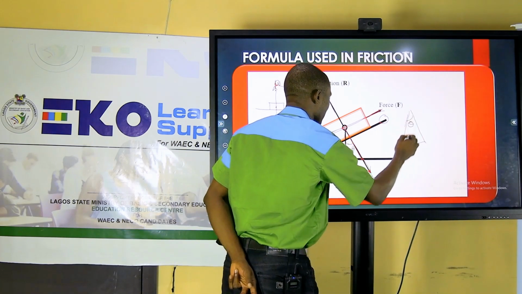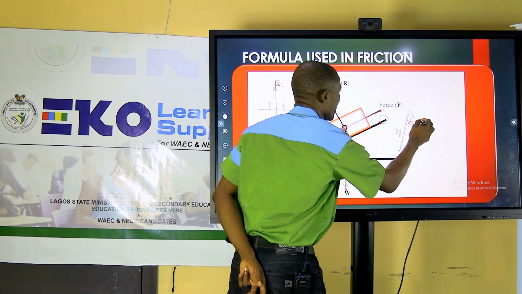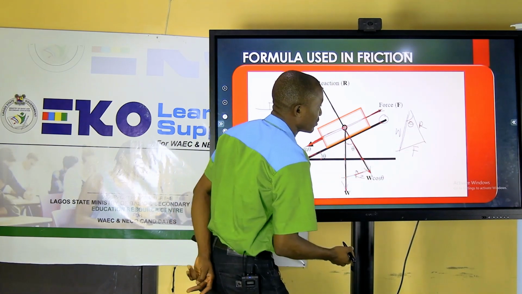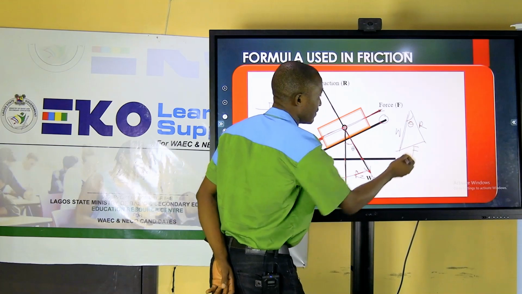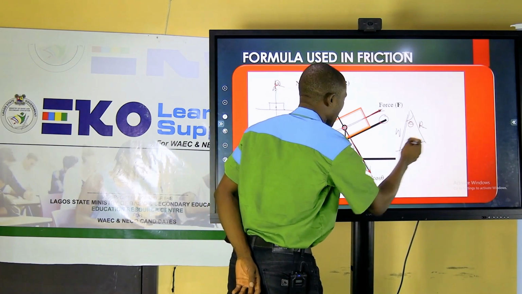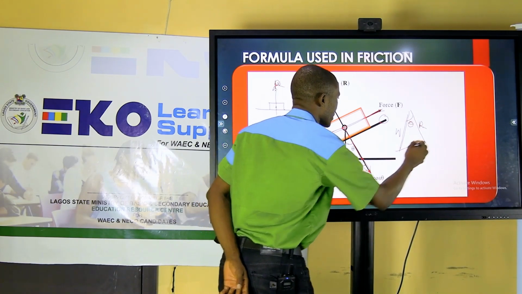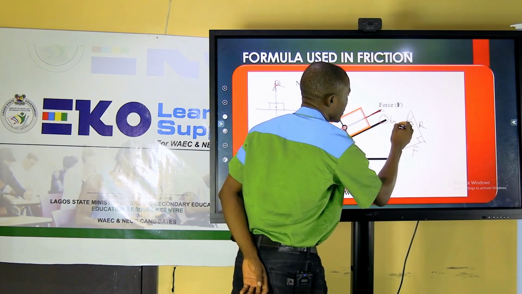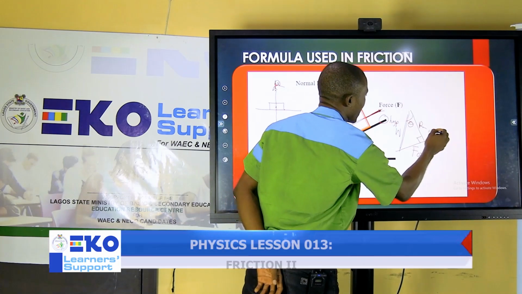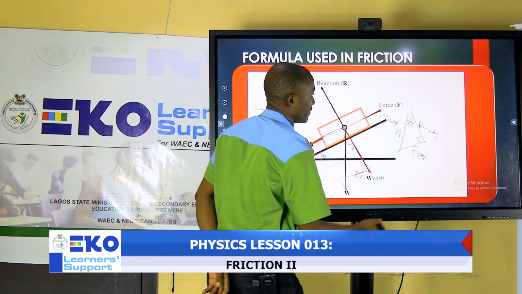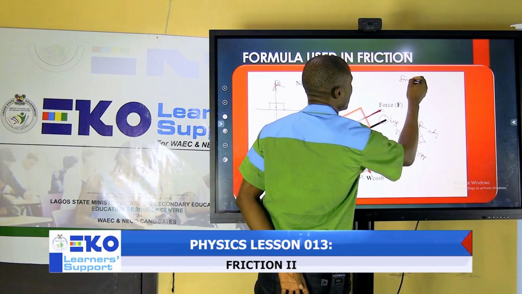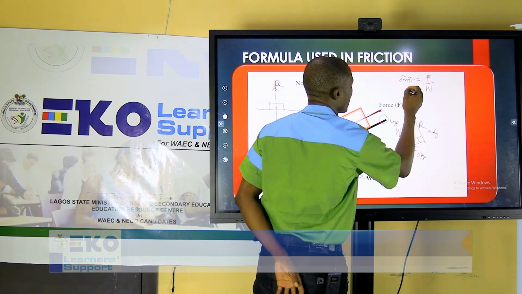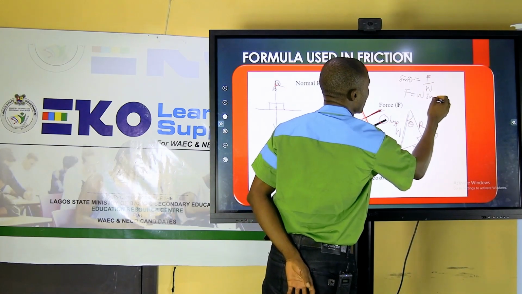So if the weight acting is this, this is your W, then this is your normal reaction, and this force is acting horizontally. So from here, using trigonometric ratio, you can easily get the value of F and R. So from here, this place is 90 degrees. So from here, this place is your hypotenuse. This is opposite, and this is adjacent. So from here, you can get the value of F. So you can say sine theta equals opposite F over hypotenuse W. So from here, you can say F equals W sine theta.